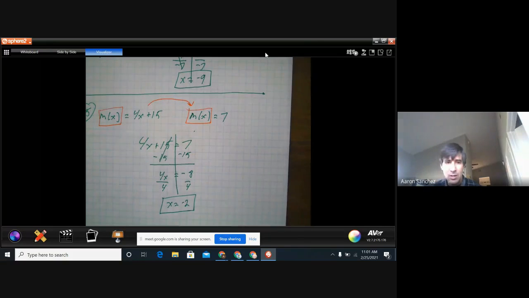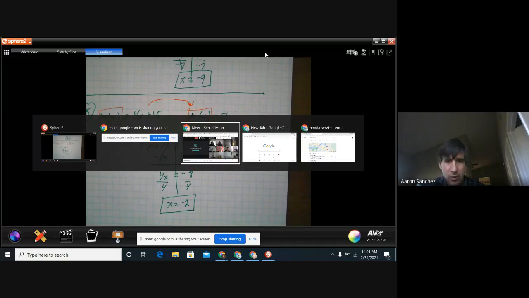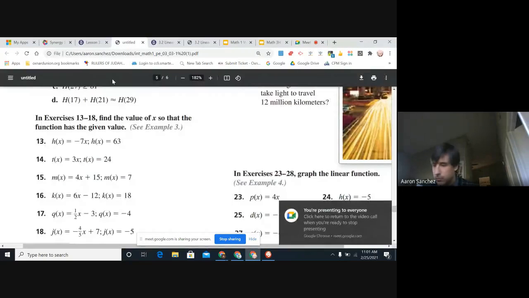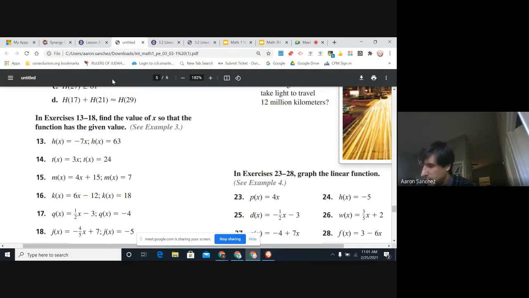And then 17, I'll get you started on 17, and then I'll let you guys go. You guys have been great. Okay, so 17 is almost done here. Q of x is equal to 1/2 x minus 3, and Q of x equals -4. So remember, they're both equal to Q of x, so we set them equal to each other. 1/2 x minus 3 equals -4. And then you just solve for it.